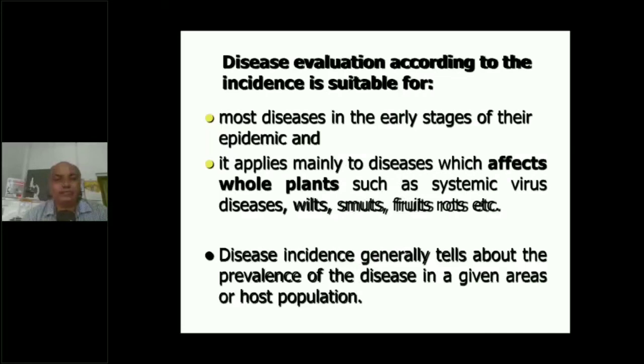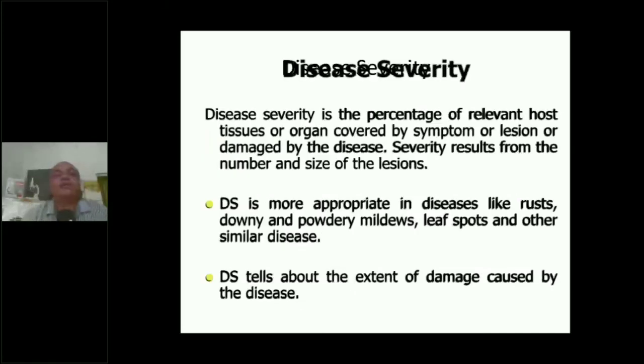Disease severity is the percentage of relevant host tissues or organs covered by symptoms, lesions or damage by disease. Severity results from the number and size of the lesions. Disease severity is more appropriate in diseases like rust, downy mildews, powdery mildews, leaf spots, and other similar diseases. Disease severity tells about the extent of damage caused by the disease.